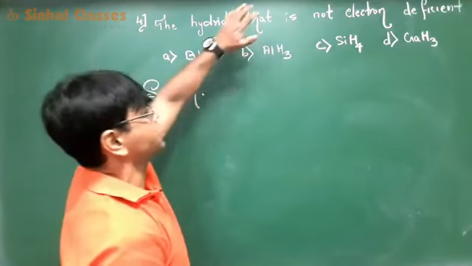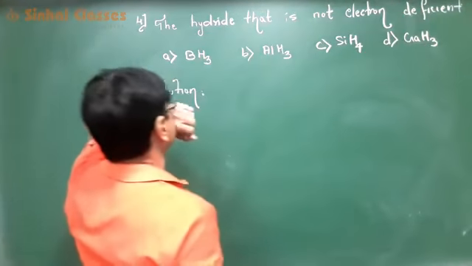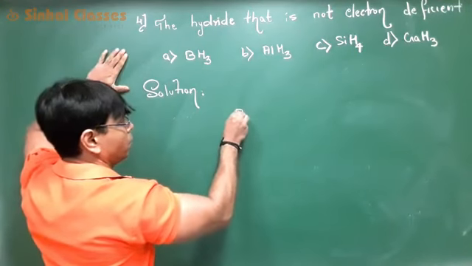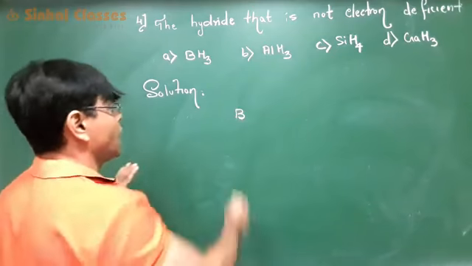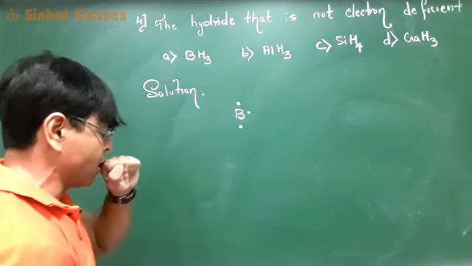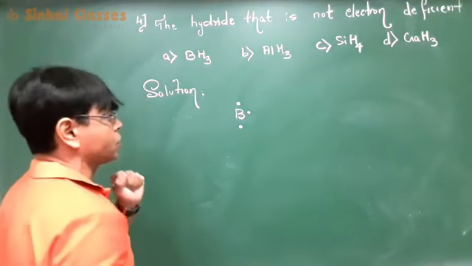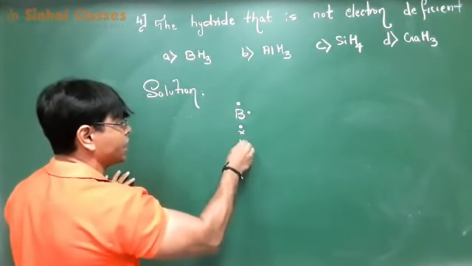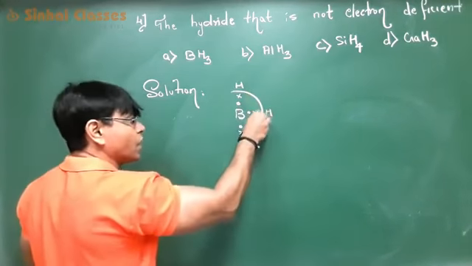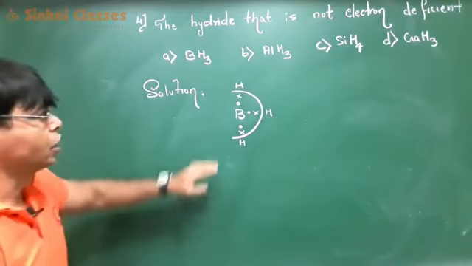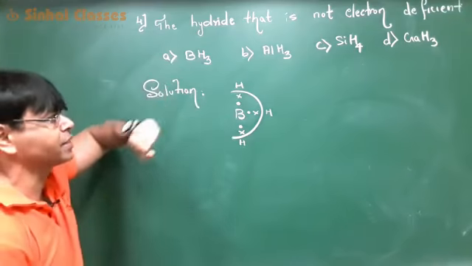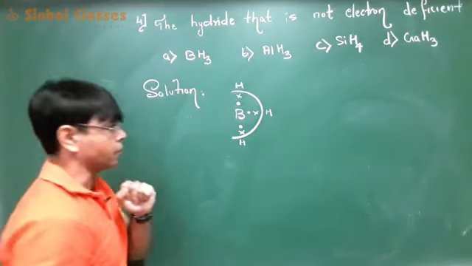So the hydride that is not electron deficient is, let's take BH3 first. Boron has 3 electrons in its outermost shell because its atomic number is 5. One it is sharing with hydrogen. So in this case, boron has 6 electrons in its outermost shell, so it has a deficiency of 2. 2 electrons required, 1 pair is required. So this cannot be your answer.